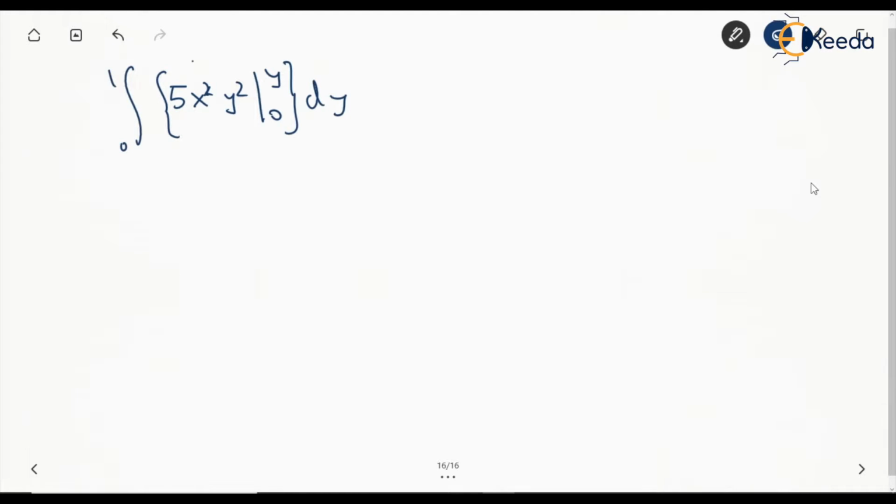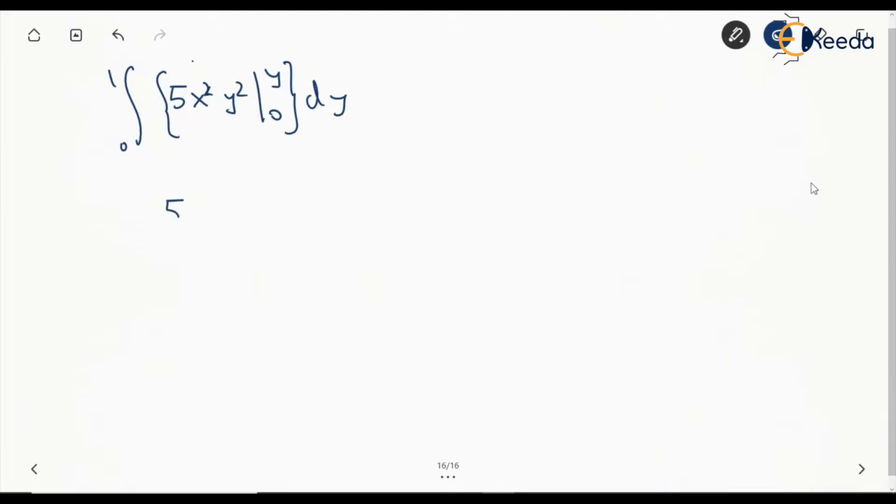So the first integration of 10xy square will become 5x square y square, right? I'm directly writing it. This will be 5x square y square, with limits 0 to y, and then we'll have to integrate this for dy, with limits 0 to 1. So if you put 0, this will become 0. If you put y, it will become 5y to the power of 4.